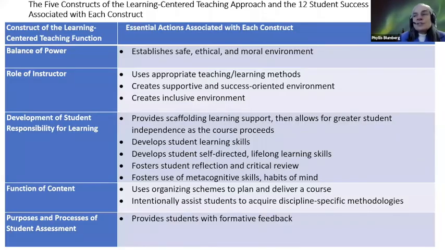So this is the table that lists the 12 constructs that you see in the handout, and you can see the development of student responsibility for learning is where most of them are. In fact, 5 out of 6 of the key constructs have to deal with student success, and I will be addressing each one of them separately.